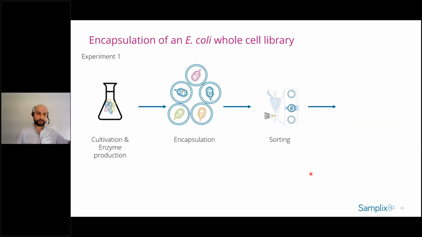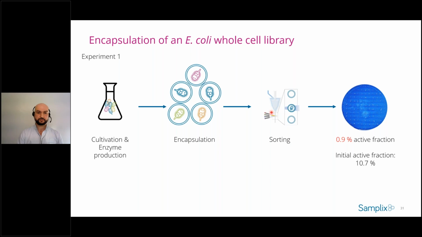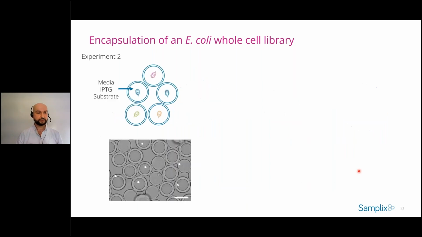So this library was stored as a glycerol stock, and afterwards we went into cultivation and enzyme production in flask. We encapsulated the cells afterwards, sorted them out as I showed you earlier in principle. And what we found out, surprisingly, is that the active fraction decreased suddenly, because the initial active fraction was 10.7%. So we found out that cells producing the active enzymes were outcompeted by inactive variants in this case. So by some optimizations we performed, we then moved on with another experiment.